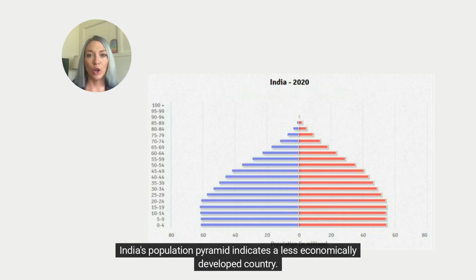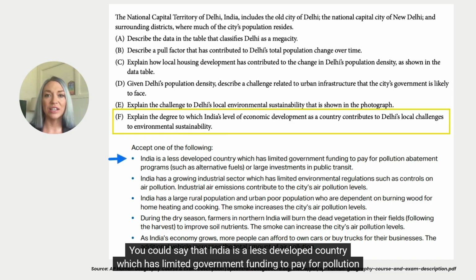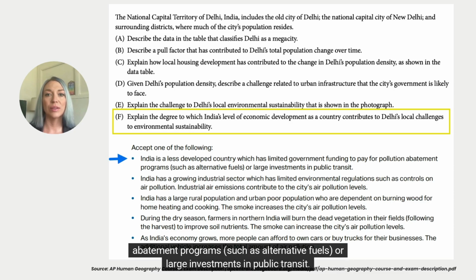India's population pyramid indicates a less economically developed country. There are several assumptions we can make based on this information. The official scoring guide offers a variety of answers that could get you 1 point. You could say that India is a less developed country which has limited government funding to pay for pollution abatement programs, such as alternative fuels, or large investments in public transit.